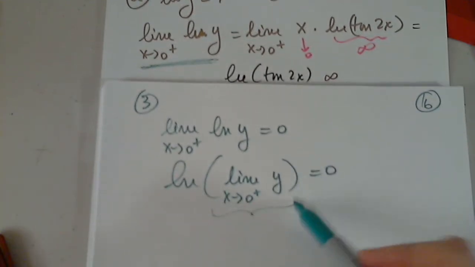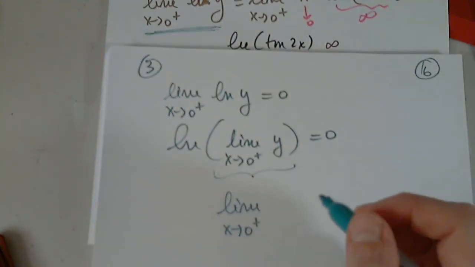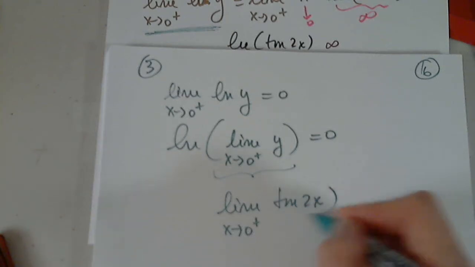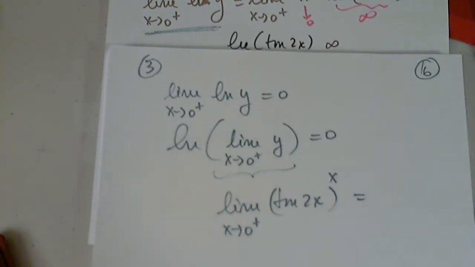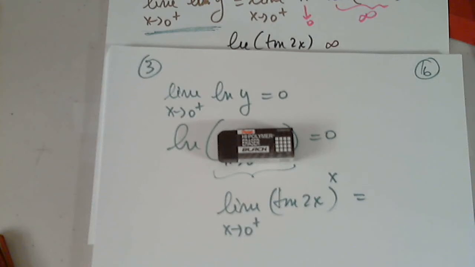What can this be? It means that limit as x approaches 0 from the right of tangent to x raised to x is, and you'll tell me what is that? Natural log of what is 0? And there is only one number whose natural log is 0. 1. 1. Very good. 1.